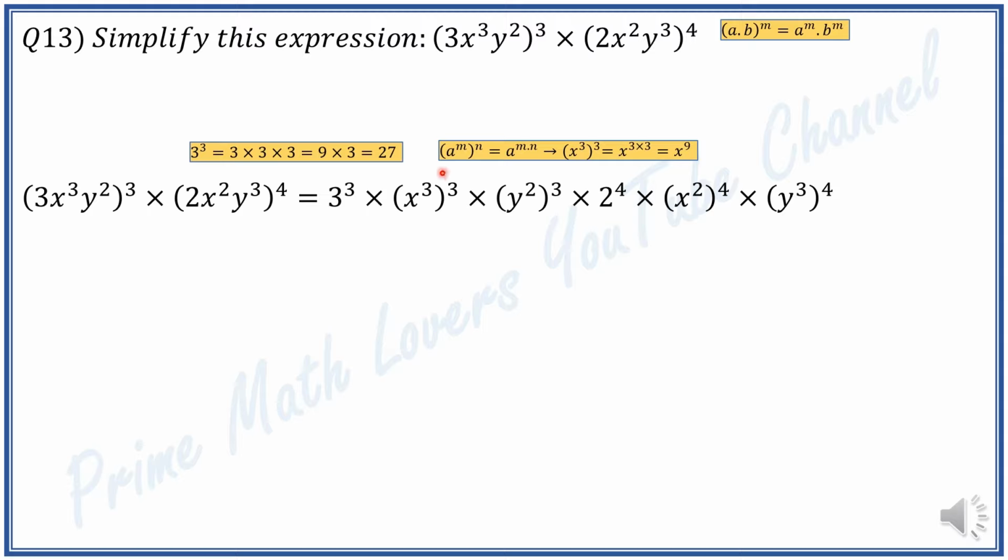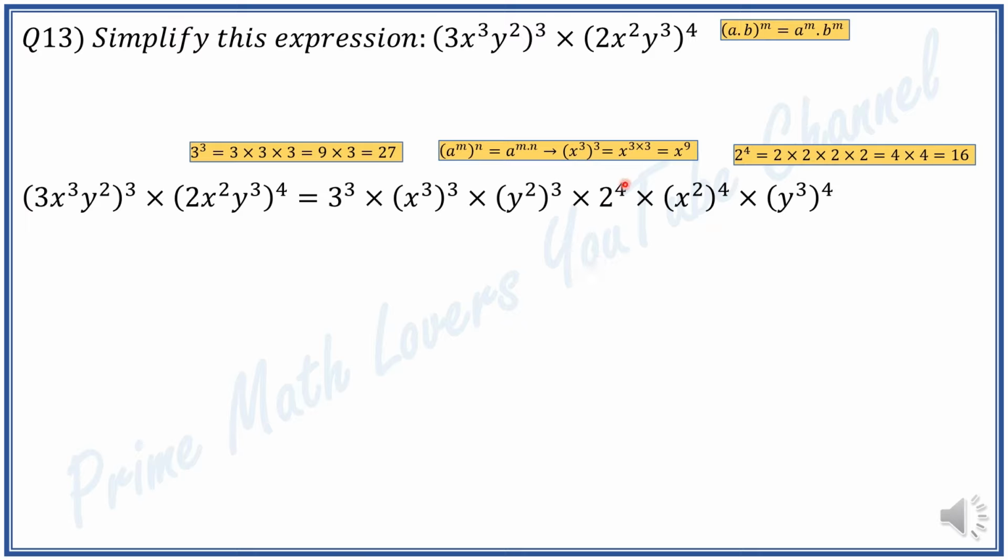Again, there is a rule, the power of power rule. If we apply this, it says that a to the power of m to the power of n is equal to a to the power of m times n. So x to the power of 3, for instance, to the power of 3 will be x to the power of 3 times 3, or x to the power of 9.